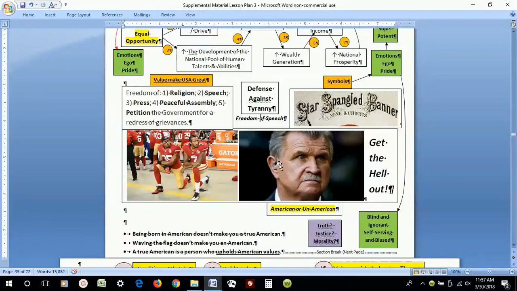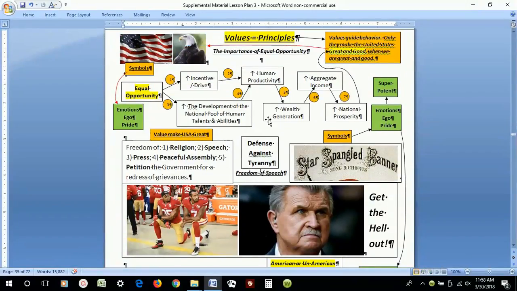So who's really following the principles? Who's really following what's important, right? Not Ditka, right? He's saying, get the hell out. You don't agree with me? Get the hell out, right? That is against our values, right? And values are what make us great, not these damn symbols, right?